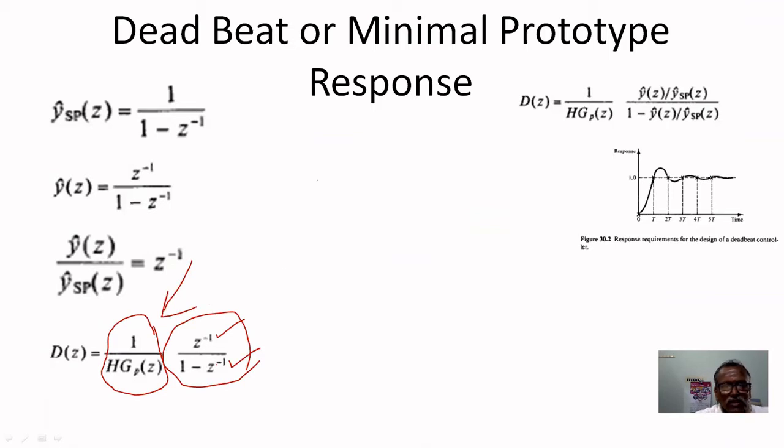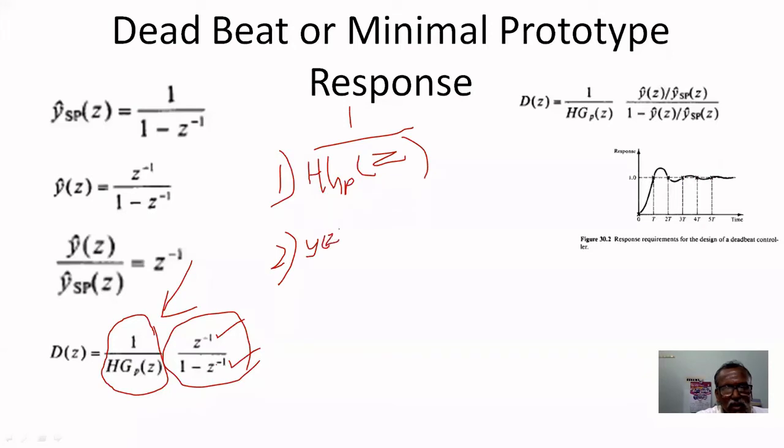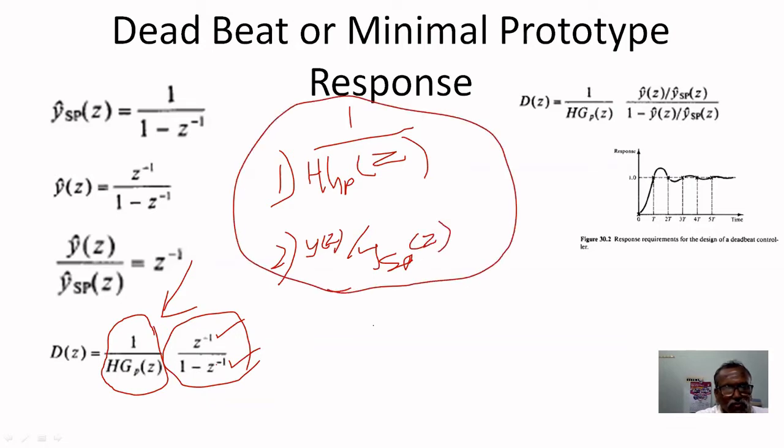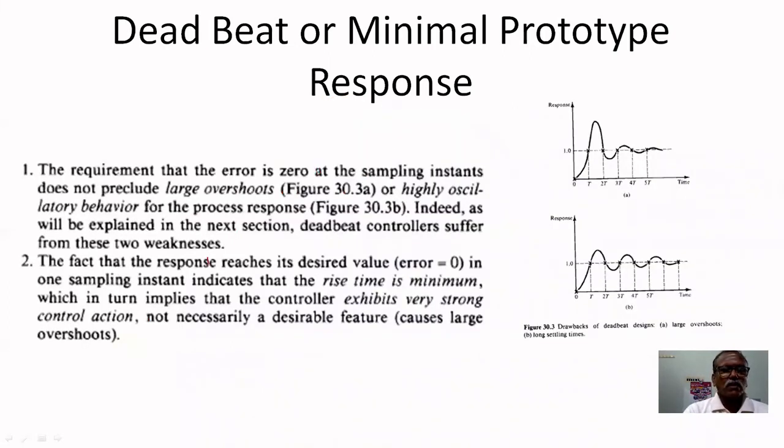So to design a deadbeat controller, what all is required? The first thing is HGP of z, that is the mathematical model of the process. 1 by HGP of z is required. Second, y of z by y set point of z is required. These two are required. If you know these two, you can find the deadbeat controller. We already designed a deadbeat controller for a first order process without dead time in the previous class.